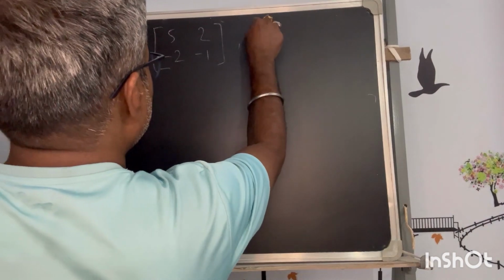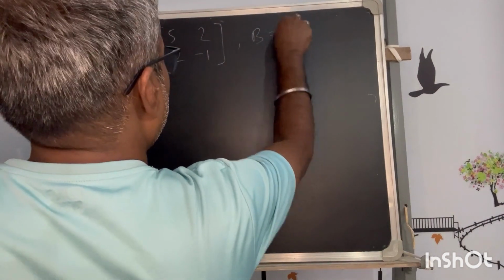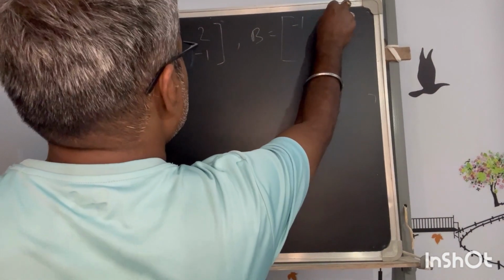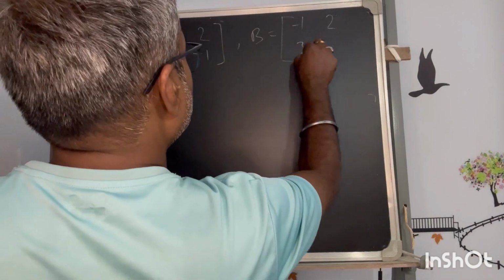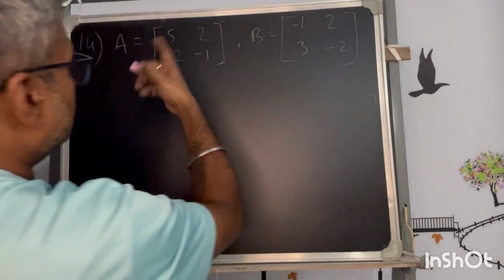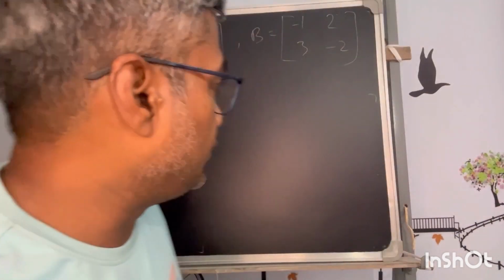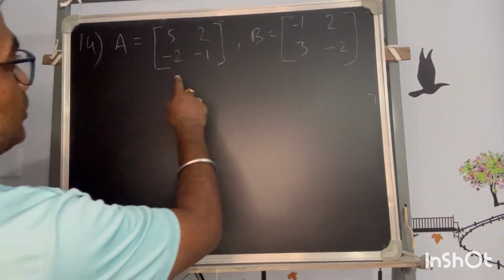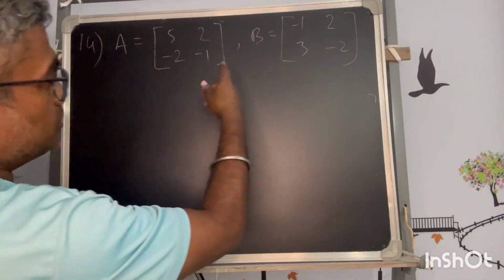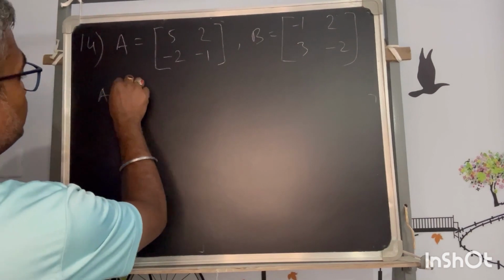So this is one matrix, and this is another matrix. Now both multiplications, whether we do A into B or B into A, are possible, but we have to check whether AB is equal to BA or not. So first we will move with AB.